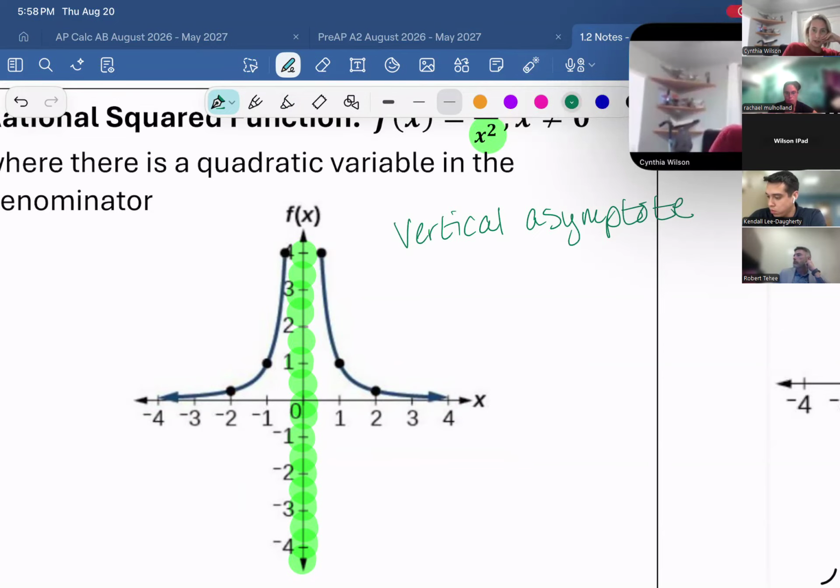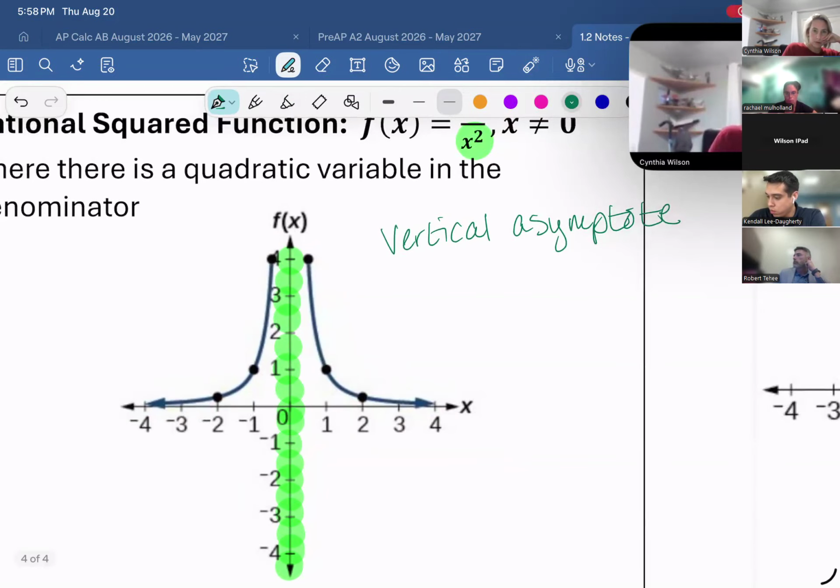Asymptote is one of those weird words that doesn't look like how it sounds. I have to sound it out every time I write it down. So every time, like, okay.